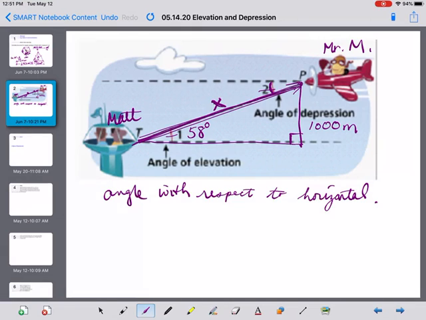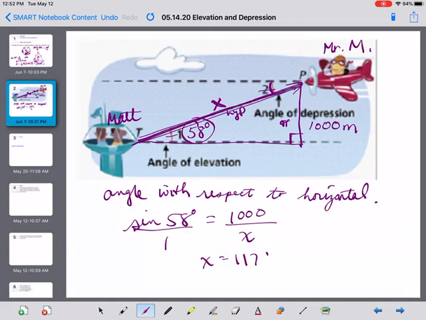Okay, so here's the picture. We have a 58-degree angle. We have the opposite leg, and we have the hypotenuse. So that's sine of 58 degrees equals 1,000 over x. So we could say sine of 58 times x equals 1,000. So we divide 1,000 divided by the sine of 58, 1179.18 meters.